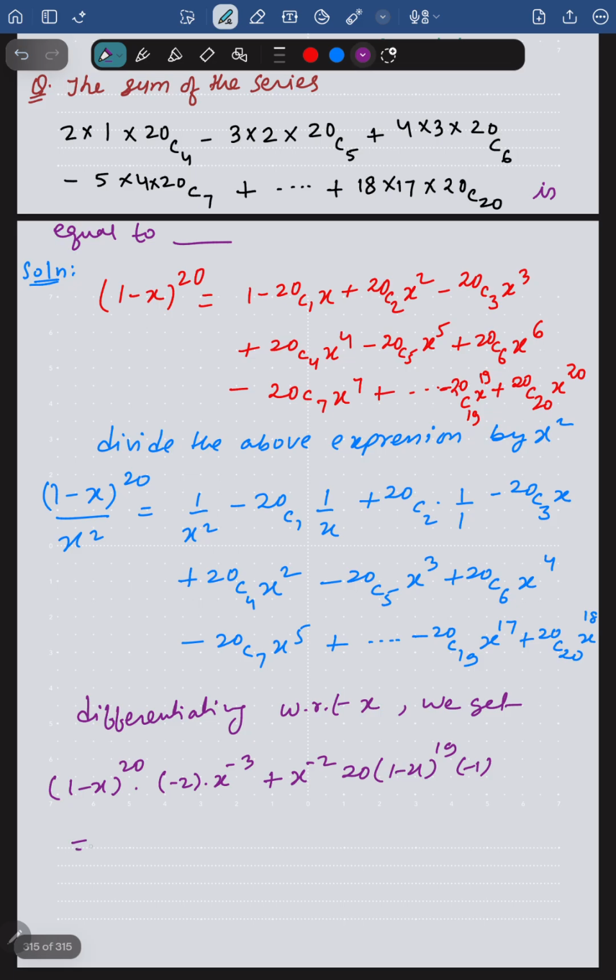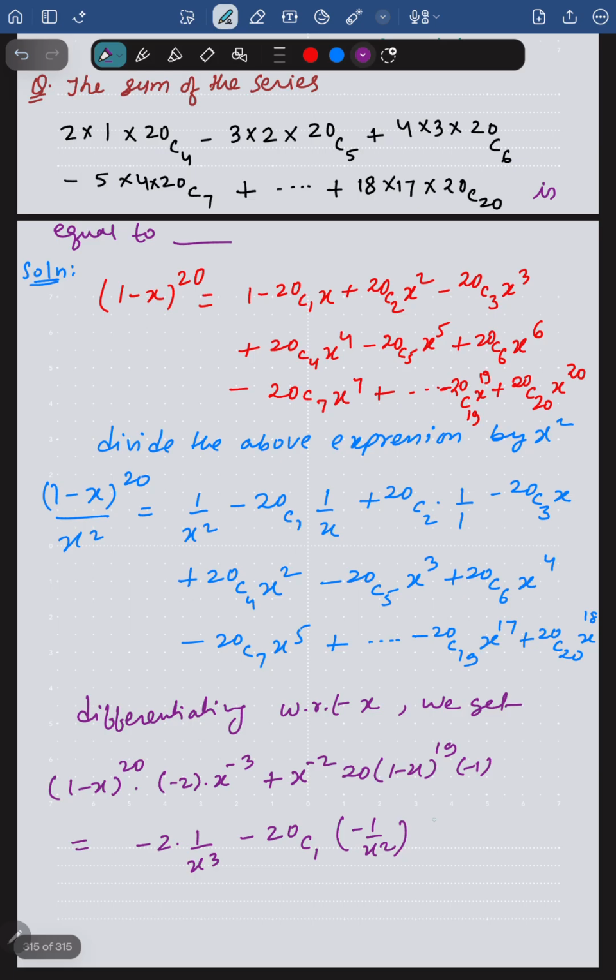Now come to the right hand side. The first term will give minus 2 into 1 upon x power 3. The next will give minus 20C1 into minus 1 by x square.